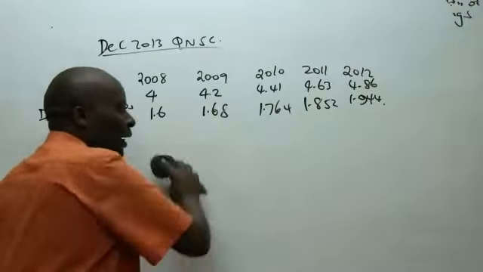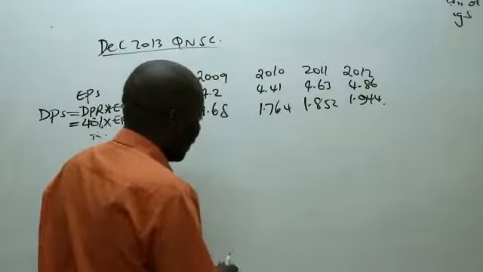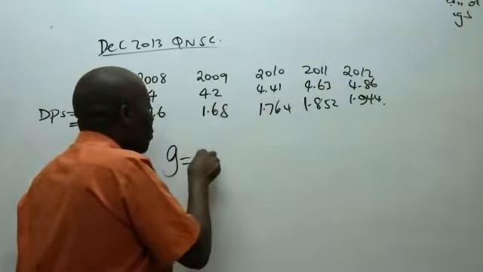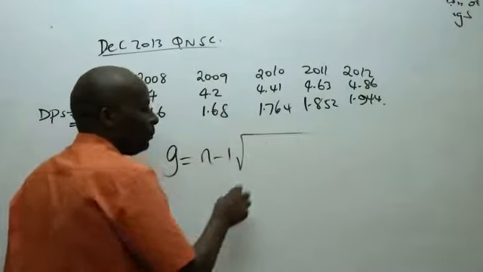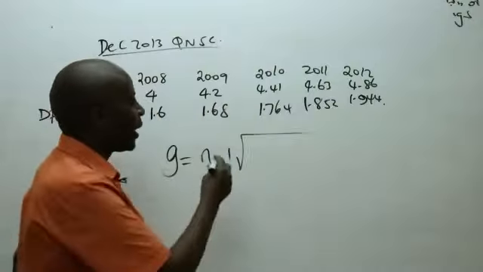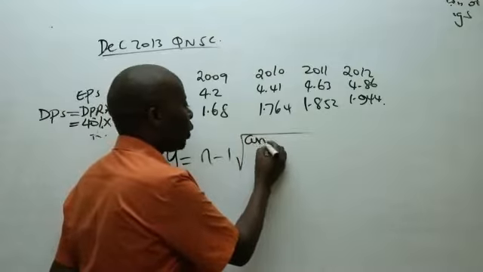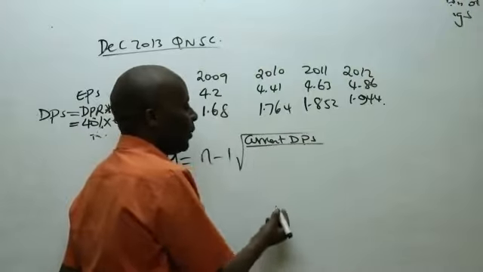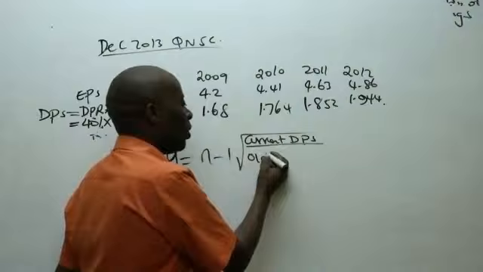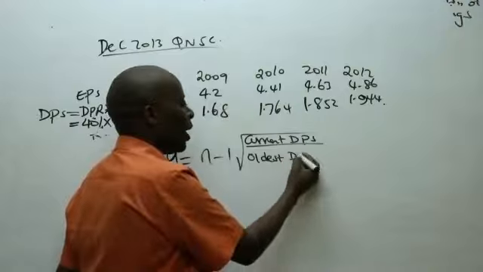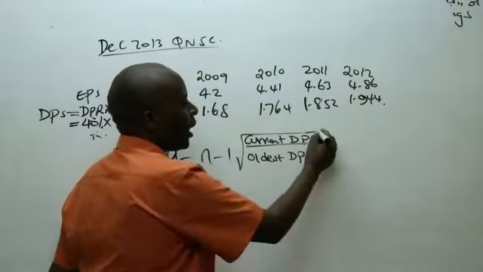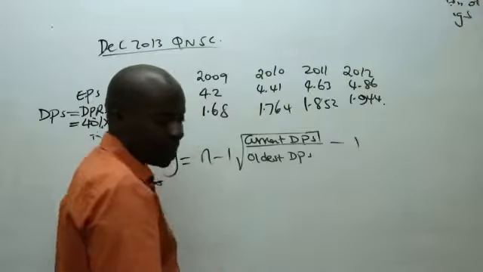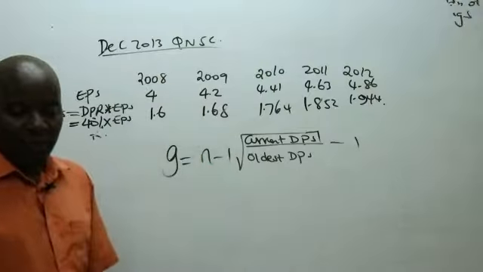Whenever you've got a number of dividends like that, to get growth rate, we normally take n-1 root of the current dividend per share, current DPS, over the oldest DPS, and then whatever I get, I will subtract 1 there.